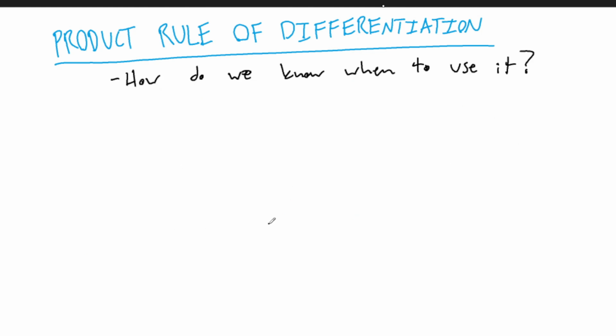So how do we know when to use the product rule of differentiation? It's pretty easy to identify usually. Like we said in the definition, you're going to want to use the product rule whenever you have to find the derivative of a function that's the product of two functions.